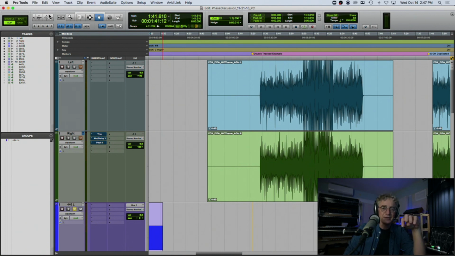When things are out of phase, because things are going on the opposite sides of the zero line at the same time, they cancel each other out and you get no volume. That's just something you need to know.